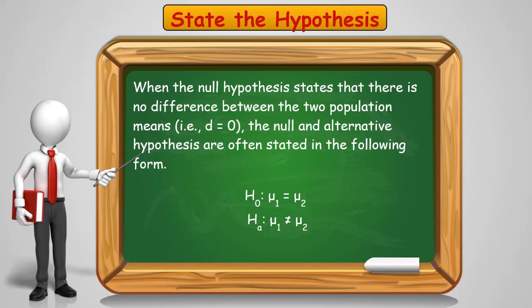And another much easier way of reading it might be this: my null hypothesis is that the mean of 1 is equal to the mean of 2, and my alternate is that the mean of 1 is not equal to the mean of 2. Both of those would yield me a two-tailed test.